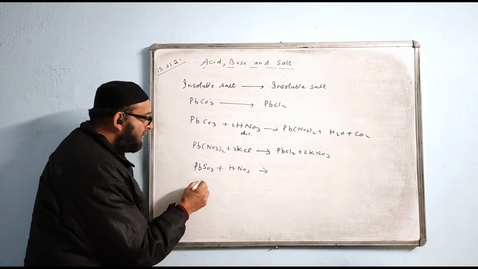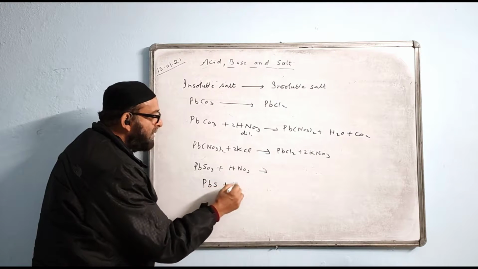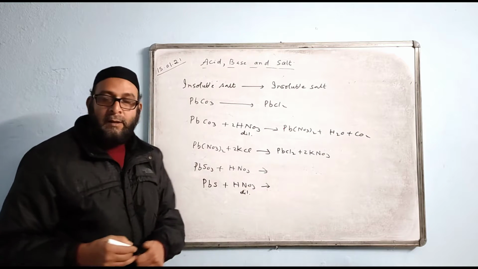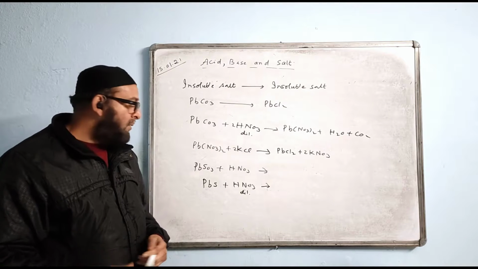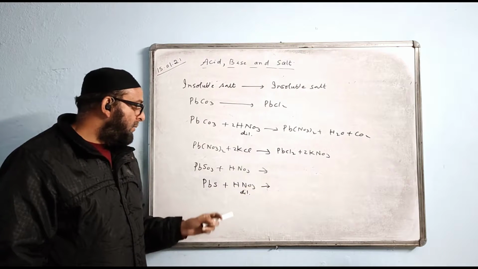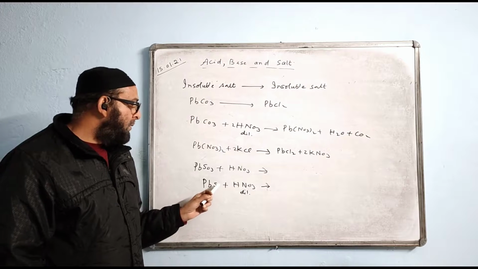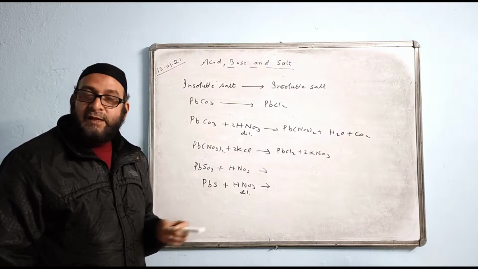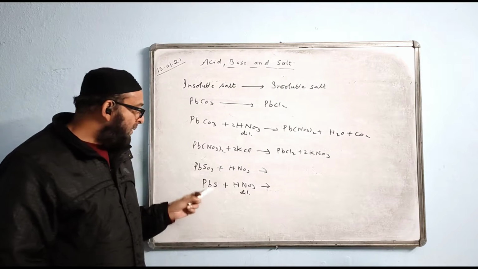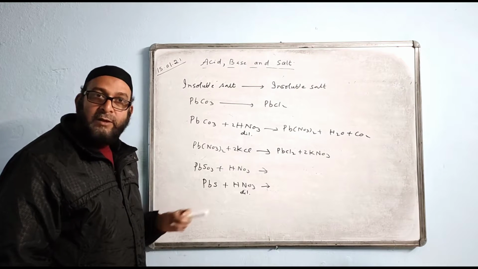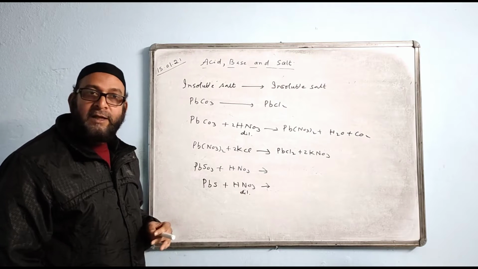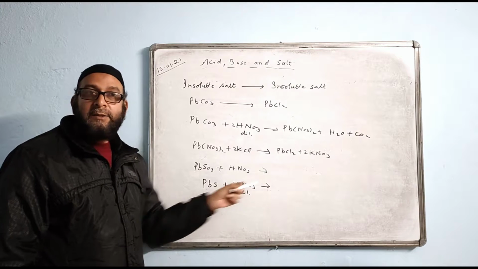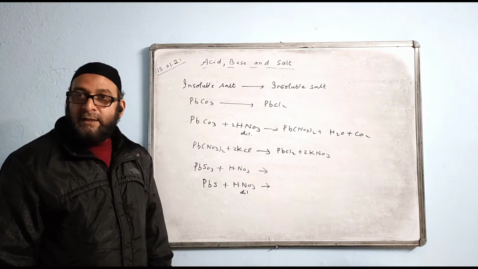If I am having PbS plus HNO3, guess your answer. This is dilute. All dilute acid we are using. What is the answer? No water there. Sulfide. This is the general reaction, the fifth general reaction of acid. H2S gas. Rotten egg smell. Any kind of sulfide plus dilute acid gives salt and H2S, which has this rotten egg smell.